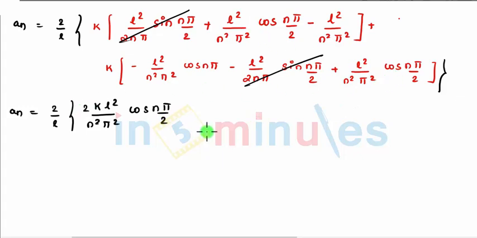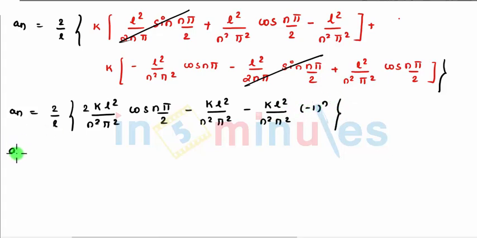and we can say it is 2 times because there are 2 terms. Here I can say as minus of k L square divided by n square pi square, and the next is minus of k L square divided by n square pi square minus 1 raised to n. So finally I write an is equal to 2 divided by L, 2k L square divided by n square pi square multiplies to cos of n pi by 2.